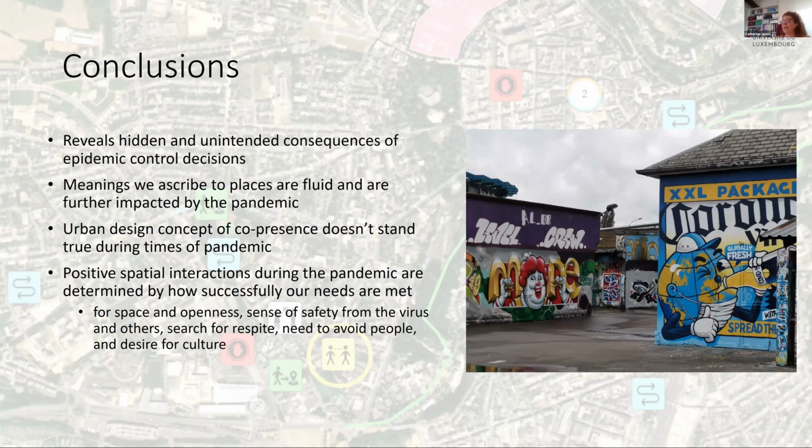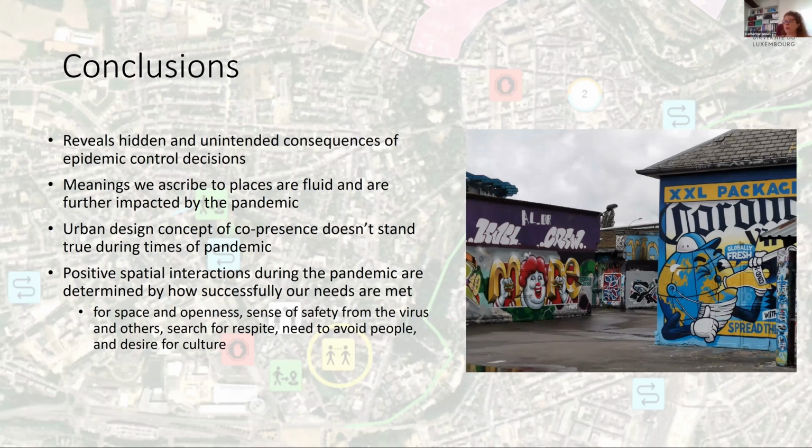We know that the meanings we ascribe to places are fluid, and this fluidity has been further impacted by the pandemic. What we don't know is the temporality of these new meanings that we have ascribed to places and the attachments that we have formed. We also understand that the urban design concept of co-presence does not stand true in the time of pandemic, but what does that mean in the mid to long term for urban planning?